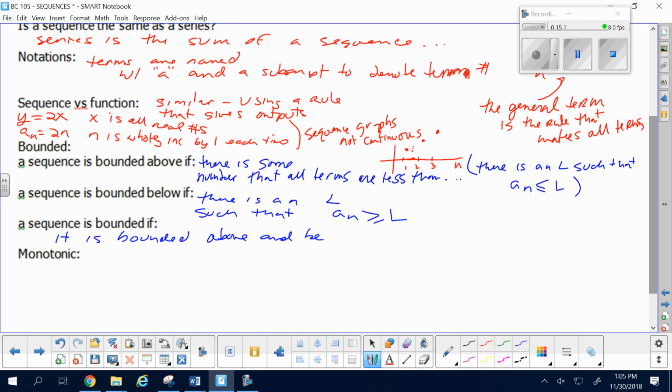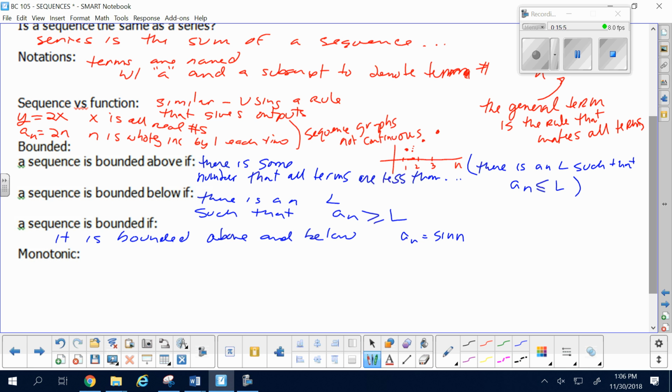Could you give me a sequence that is bounded above and below? It would have a top and a bottom: a bottom floor and a top roof. Give me a function, but in sequence form, that has limitations on it above and below. So you could say something like that is bounded, right? Things that have horizontal asymptotes are often bounded.